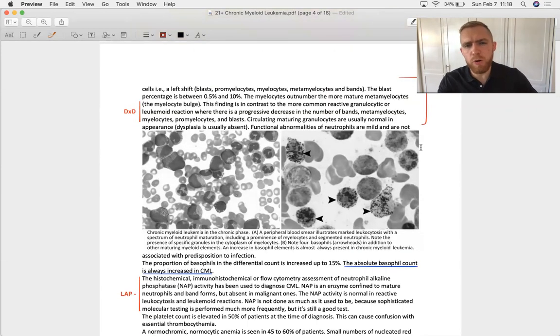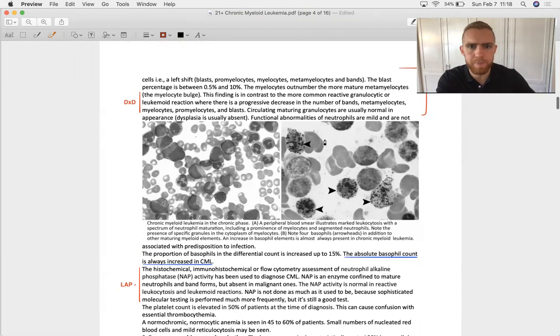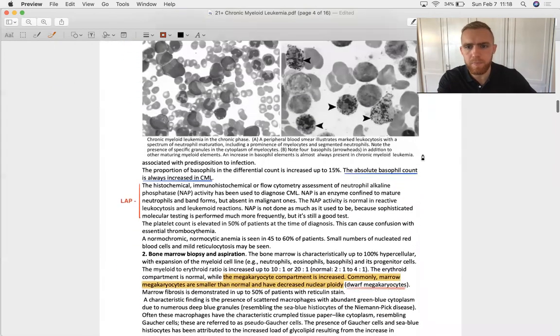Paragraph at the top of page 4 talking about how to tell apart a standard leukemoid reaction from a myeloid leukemia. So you could read all that about cell counts, or you could just understand that leukocyte alkaline phosphatase, or neutrophil alkaline phosphatase, is going to be elevated in a leukemoid reaction and decreased. It's going to be almost flat zero in a myeloid leukemia because leukemic cells do not express that neutrophil alkaline phosphatase. The absolute basophil count is always increased in chronic myelogenous leukemia.